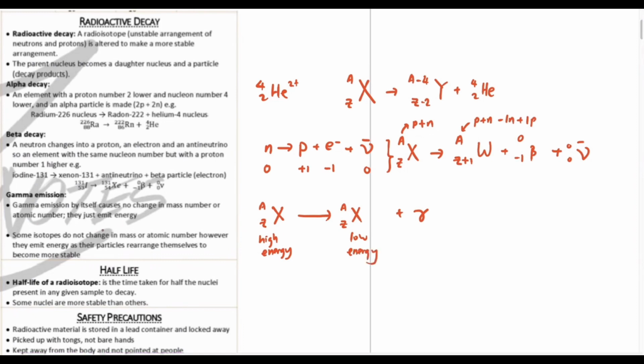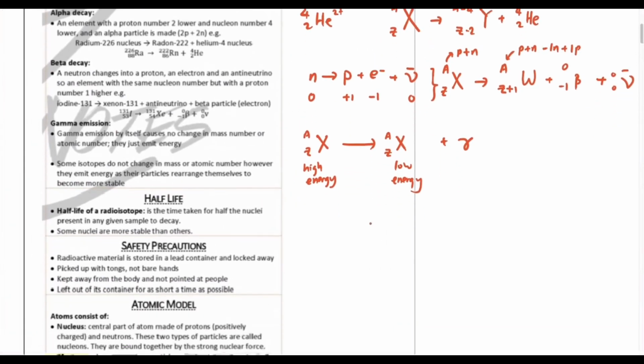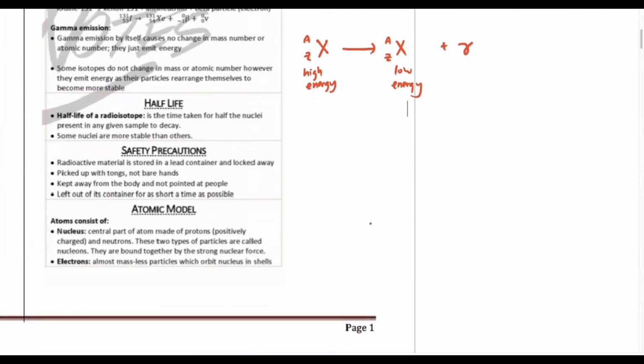Some isotopes do not change in mass or atomic number. However, they emit energy as their particles rearrange themselves to become more stable. So they are trying to say that when they release energy, they are getting more stable. Okay, so that's the thing. So we have done radioactive decay. That means the alpha, beta, and the gamma. We have done that. So the next subtopic here is half-life.